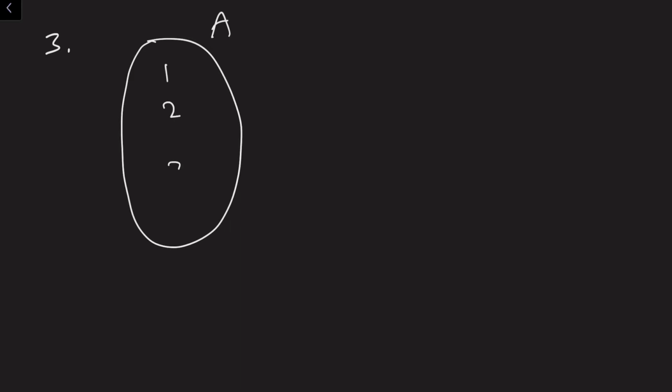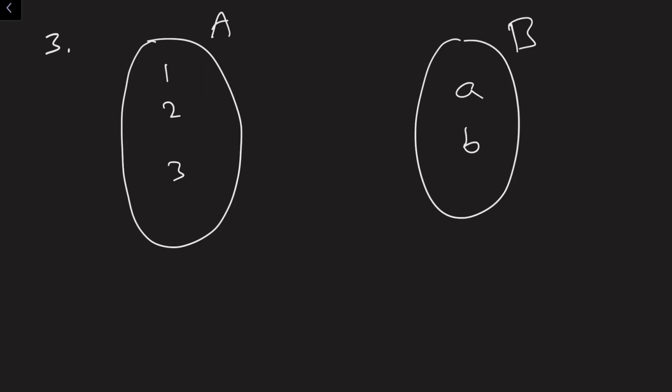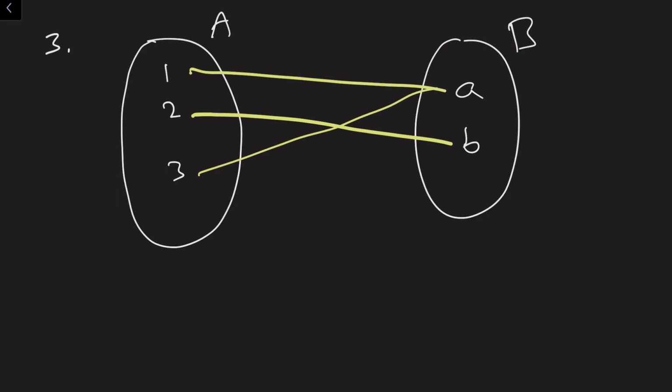Next, let us take one more, a third example. In this third example, he gave set A is equal to 1, 2, 3, and set B is given as A comma B. He defined the function as 1 comma A, 2 comma B and 3 comma A. Let us check whether it is first of all a function or not. If it is a function, then is it one-one or not, onto or not, bijection or not.